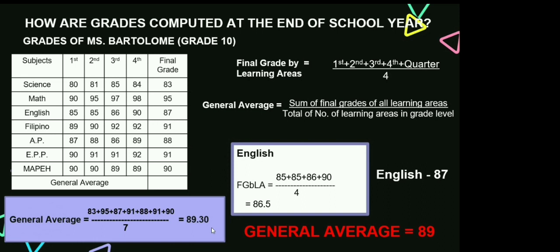When the final grades are all done, we can now compute for the general average. So general average is equal to 83 for the science, plus 95 for the math, plus 87 for English, plus 91 for the Filipino, plus 88 for Araling Panlipunan, plus 91 for EPP, and plus 90 for the MAPE, divided by 7, which is the number of subjects in grade 10 level. So the total general average of the student here for her grading level is 89. That's how we compute the grades of our students at the end of the school year.